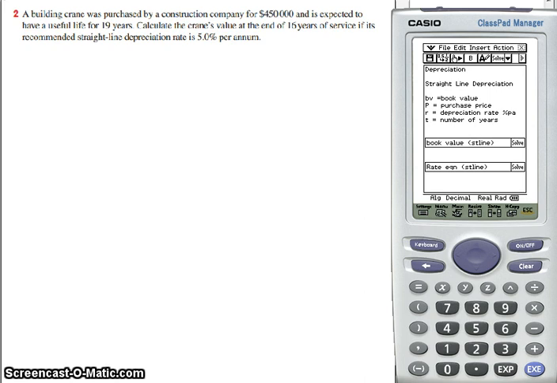Okay, so here's our first question. We're going to try using our activity form. A building crane has been purchased by a company for $450,000. It's expected to have a useful life of 19 years. Calculate the crane's value at the end of 16 years of service if its recommended straight line depreciation rate is 5% per annum. So basically what we're looking for here is the book value after 16 years. That's what we want to know.